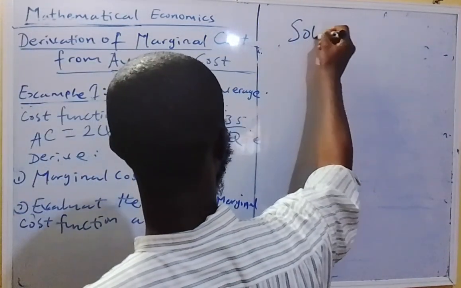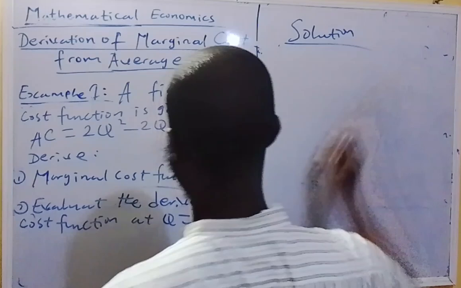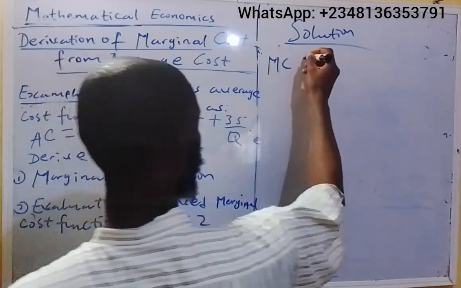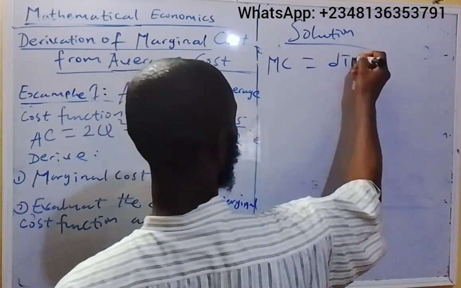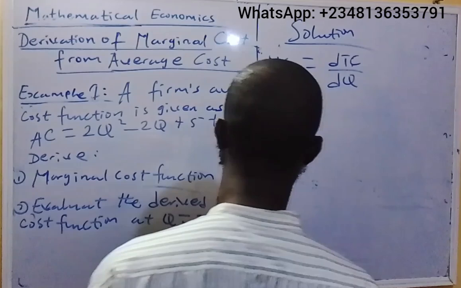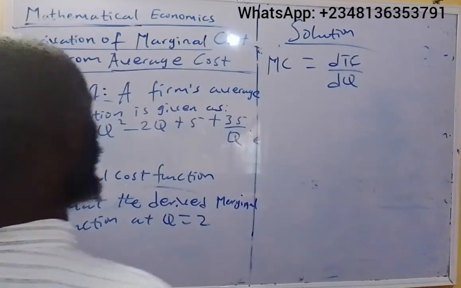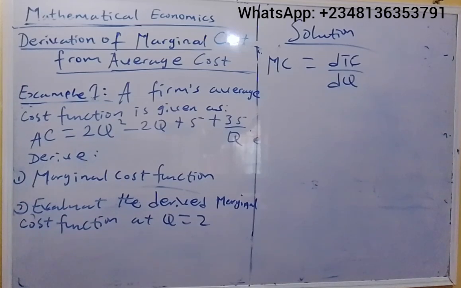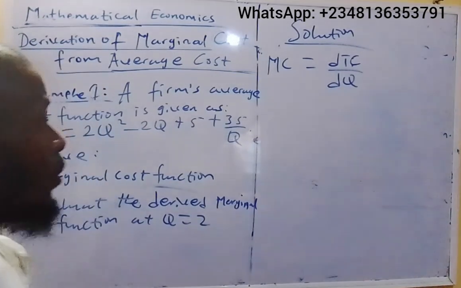So here is the solution to the question. You recall that marginal cost is given as the change in TC over the change in Q, that is, the change in total cost from changing the units of output sold. This means that we cannot directly derive the marginal cost function from the average cost function. We need to first derive the total cost function from the average cost function, and then we can derive the marginal cost function from the total cost function.